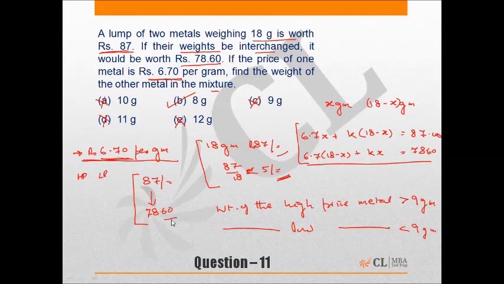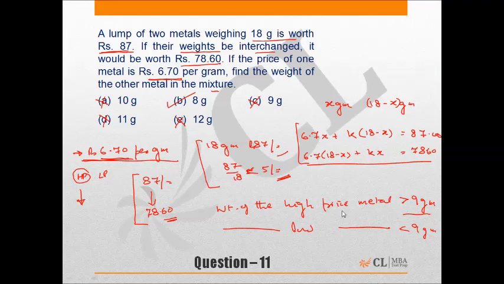This has obviously happened because the quantity of the high priced item has been reduced, which means originally the high price item was more, more than 9 grams. Because only if it was more than 9 grams, let's say 10, 11 or 12, and it becomes 7 or 8, will the value of the metal lump decrease.